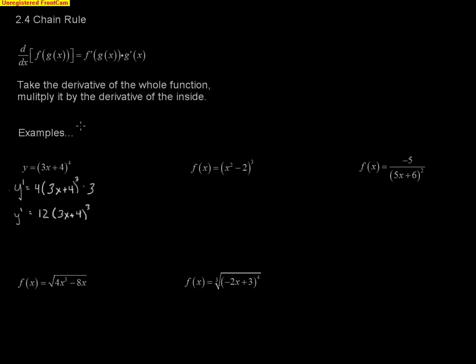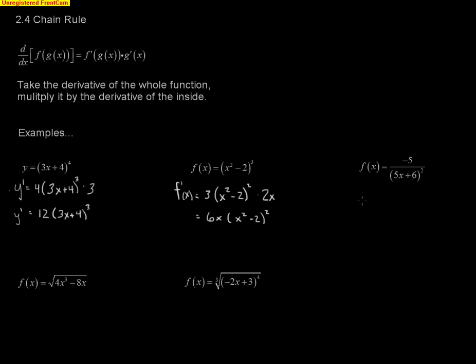Moving on, same kind of deal right here with f of x. So f prime, we will take the derivative of the whole thing, so that's going to be a 3 times x squared minus 2 quantity squared, subtract power by 1, multiply by the derivative of the inside, which is 2x. And so cleaning this up, we'll have 18x times x squared minus 2 quantity squared for this one.